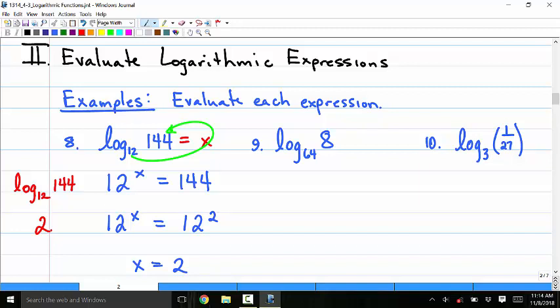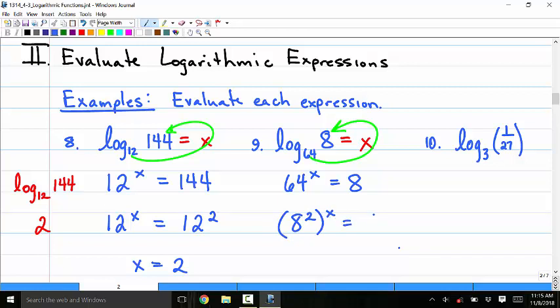Go do number 9, log base 64 of 8. Okay, I'm going to set that equal to x, even though this is an expression, not an equation. But I'm going to turn it into an equation so I can solve for that x. I'm going to write 64 to the x power equals 8. Now what is 64? Can I write that as a power of 8? Yep. It's 8 squared, to the x equals 8.